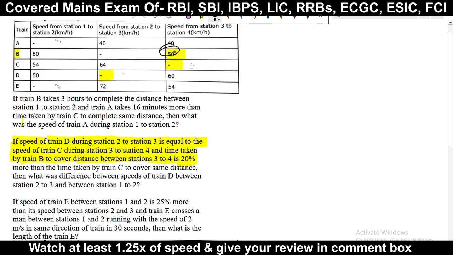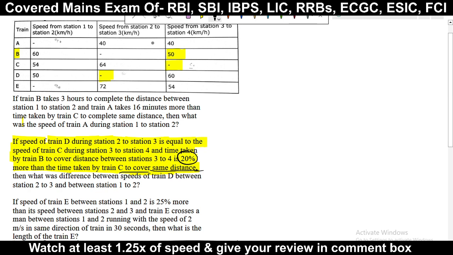This is 20% more than the time taken by C to cover the same distance. The time C takes to cover this distance, this is 20% more. So B takes 20% more than C. Got it or not? The same line is said here.